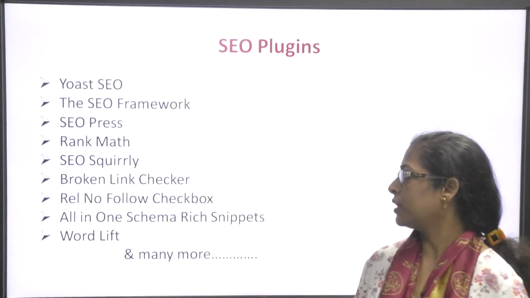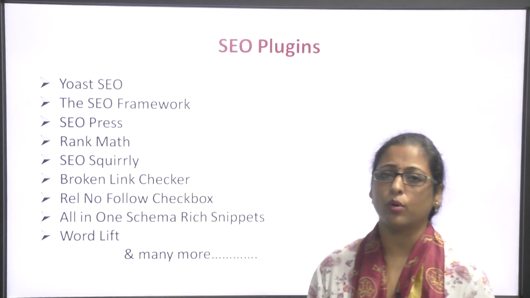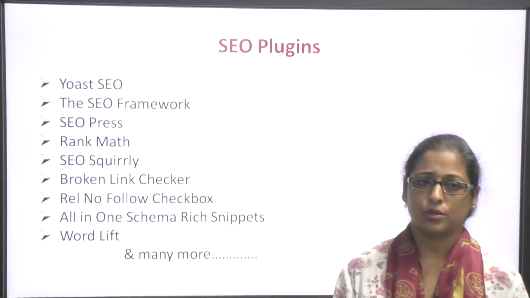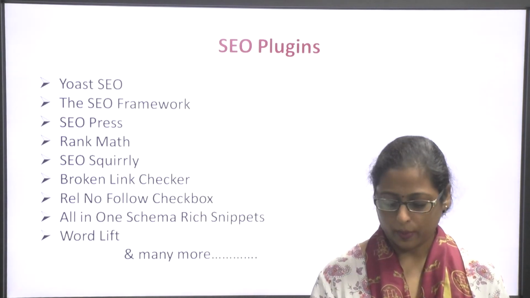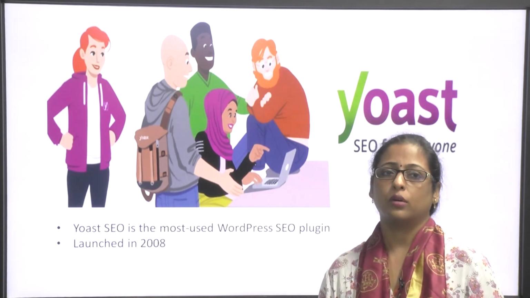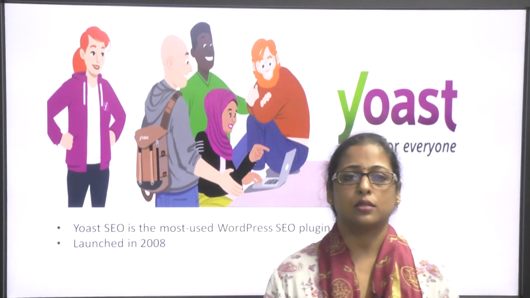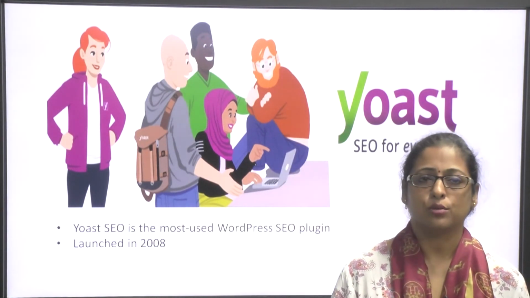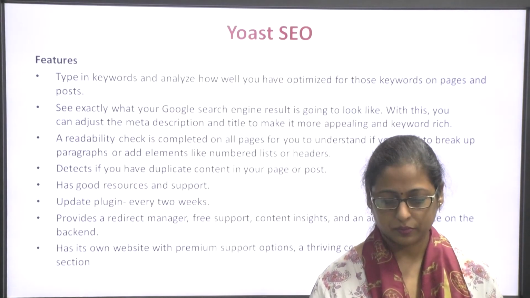So, here is a list of them. These are not the only ones, there are many more which you can always refer back to. So, let us have a quick look at a few of the search engine optimization plugins. The first and very popular SEO plugin is Yoast SEO, and it was launched in 2008, and this is very much available on WordPress.